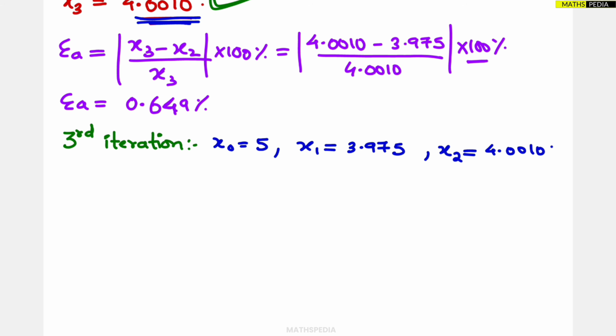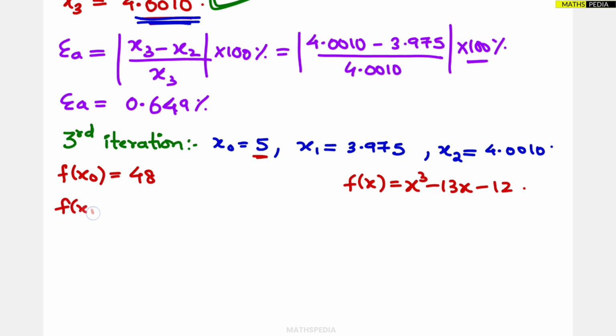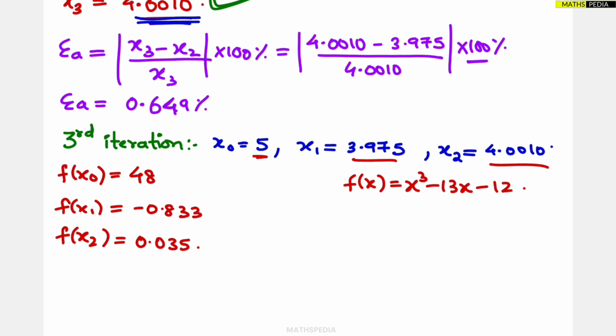Same steps you have to follow. We'll start with the first step. You have to find f of x0. What is f of x? x cube minus 13x minus 12. So f of x0, substituting 5 in place of x, becomes 48. f of x1, substituting 3.975, is minus 0.833. f of x2, substituting 4.0010, is 0.035, plus. Okay, this is the first step we calculated.